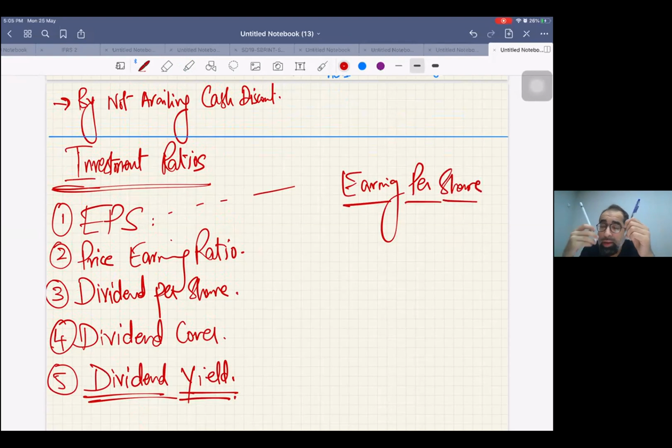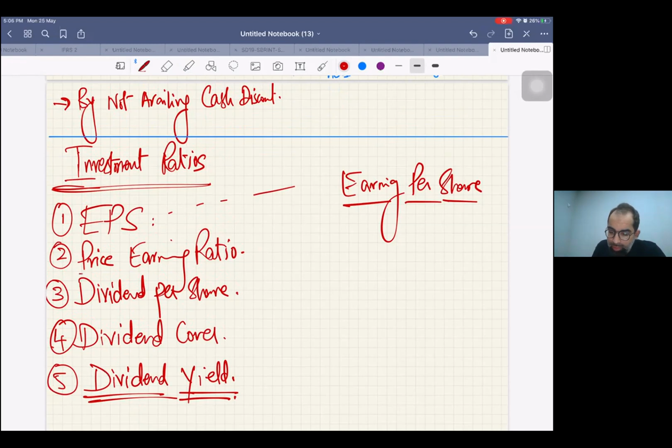So whoever earns more will be more valuable. So higher the EPS, higher the share price. In the stock market, this is the basic rule that share price is dependent majorly on EPS, earning per share, right? That's why earning news is also very important for the stock market. When earning news comes in the market, share price moves, right? Okay, so share price is dependent on EPS.